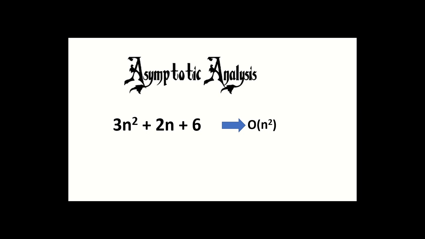Having said that, the asymptotic analysis is also referred to as Big O notation of time complexity for the code under analysis. Hope this gives you a good understanding of asymptotic analysis.